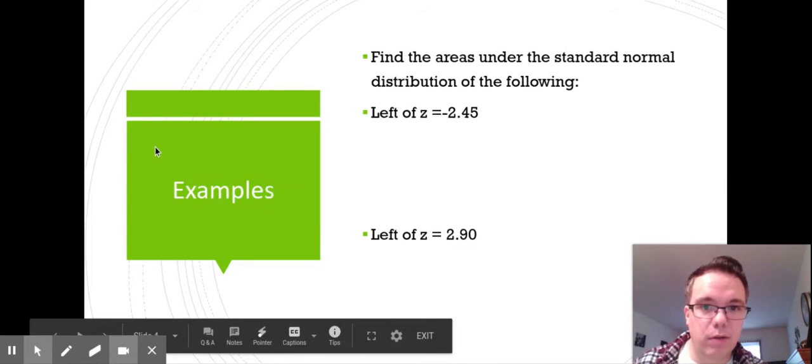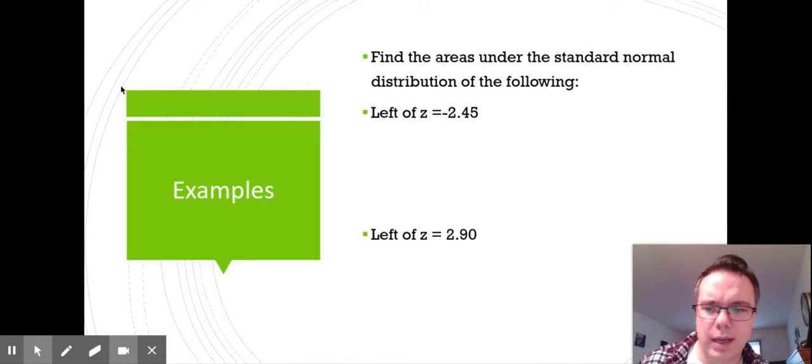So we are going to go through a few examples. Unfortunately, I can't really hold the z chart up for you to see what I'm doing, but I am going to talk through it. So I'm going to pause for a second to give you time to write down these two examples, and then we're going to do 2 more examples on the next slide.